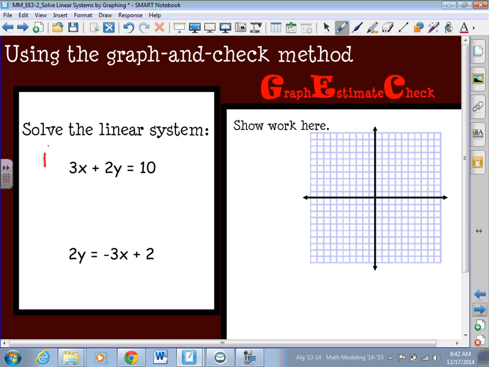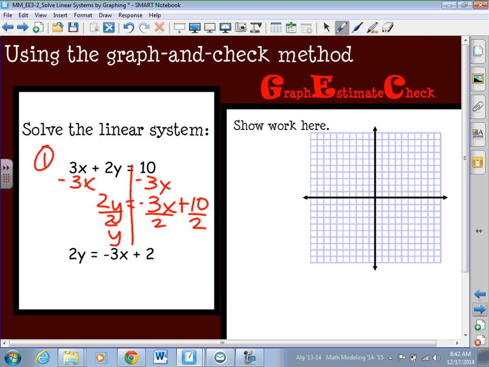So equation 1, we have to manipulate it. So let's go ahead and do that. I need to subtract 3x because I'm solving for y. I have 2y is equal to negative 3x plus 10. And then I need to divide everything by 2. And so my equation is y equals negative 3 halves x plus 5.